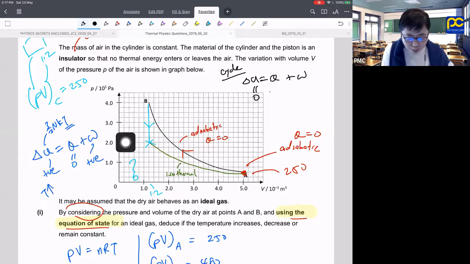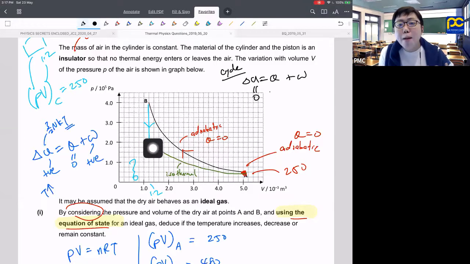Return back to the same state. Return back to the same pressure, same volume. So meaning you are returning back to the same temperature. So it means that your K will be the same as before. So your internal energy will be the same as before. There's no change.